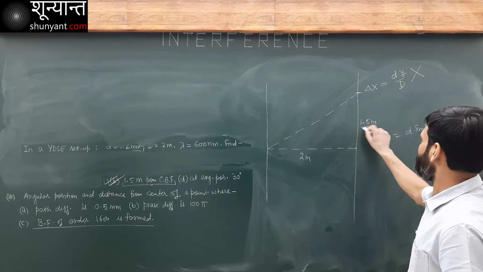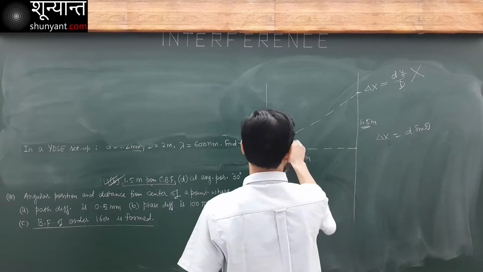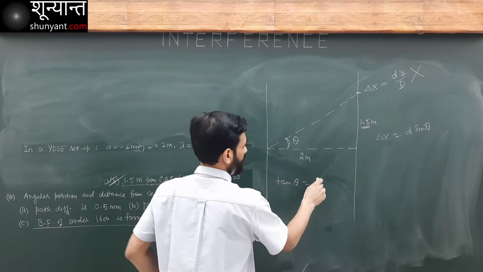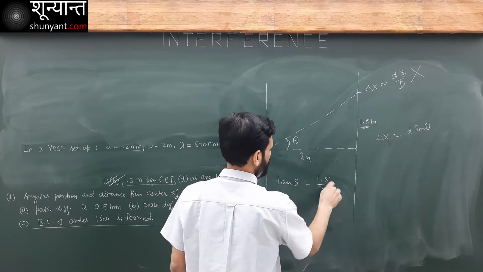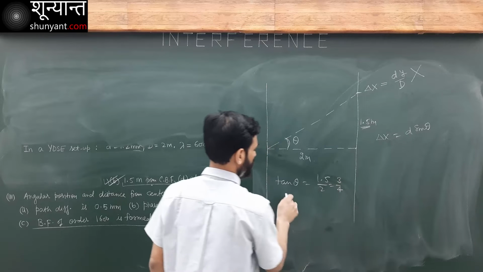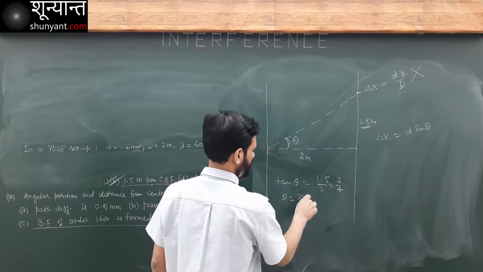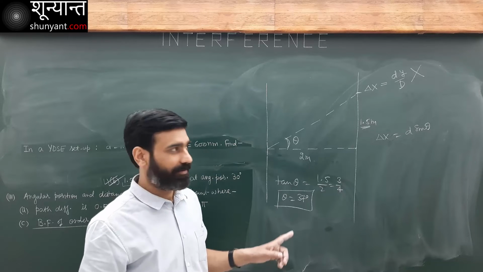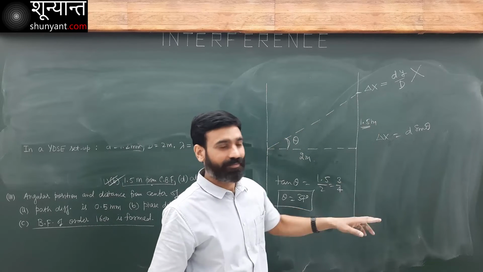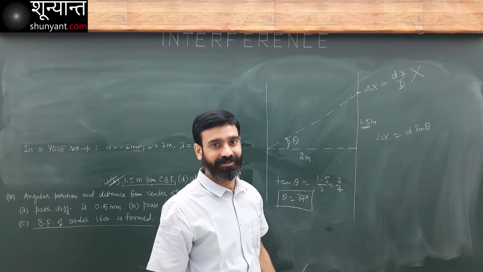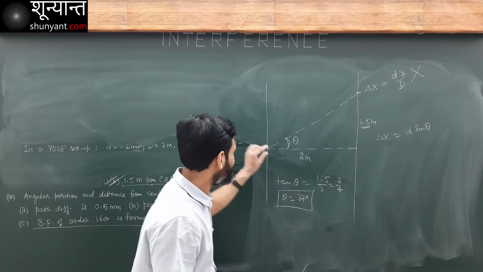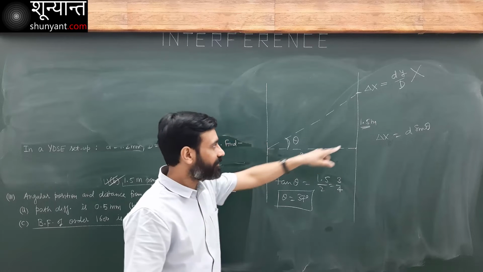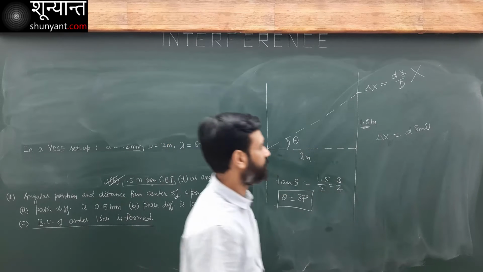This is 1.5 meter. This is 2 meter. If this is theta, what will be tan theta? Tan theta is 1.5 over 2. This becomes 3 over 4. Theta is 37 degree. This is not a small angle. Clearly I cannot apply this. But this is always applicable, because this distance here is very small. That's why this is always applicable.